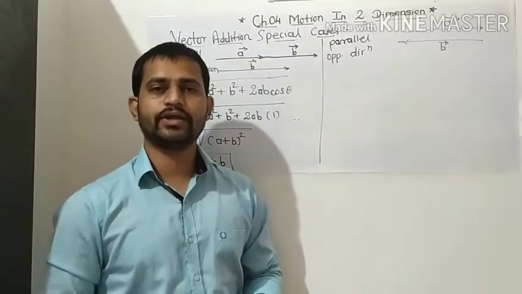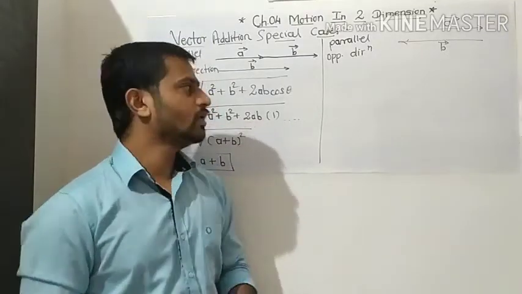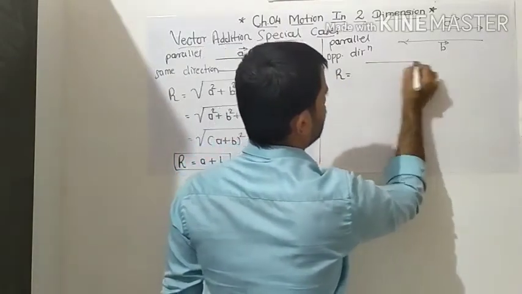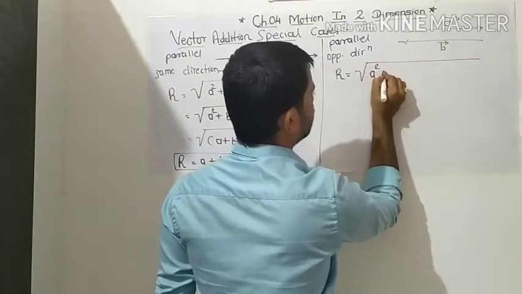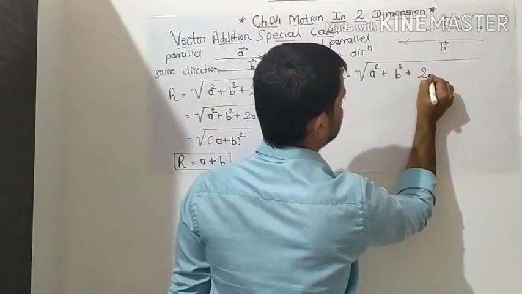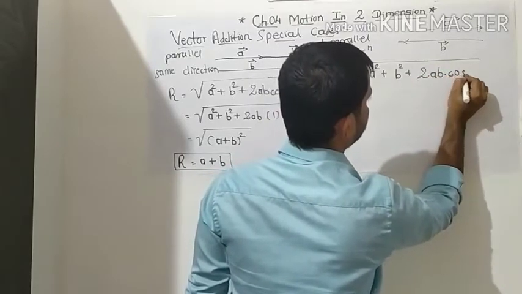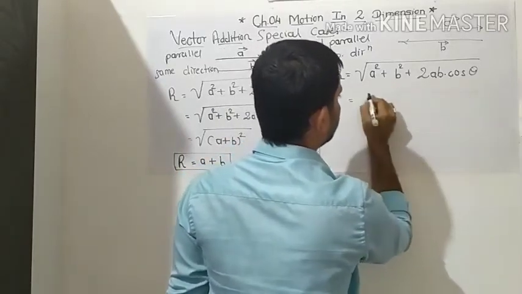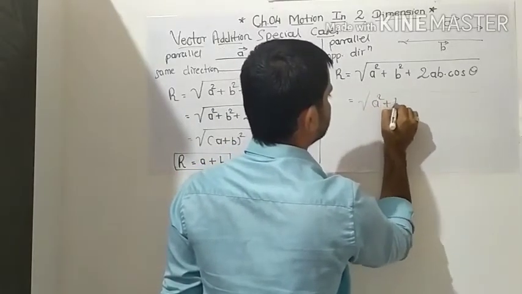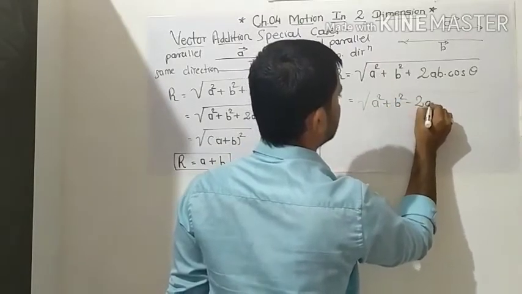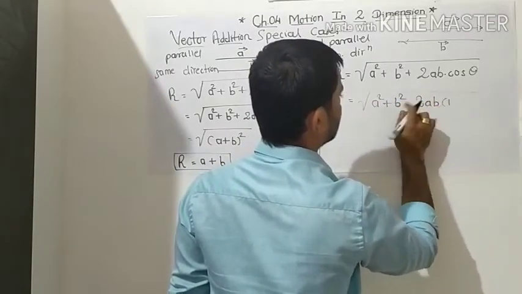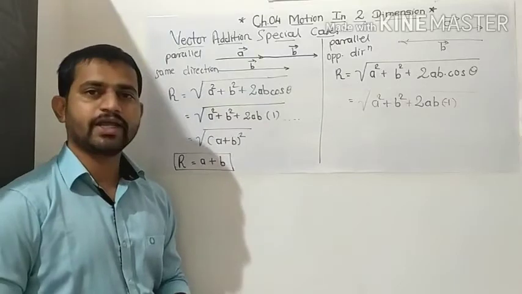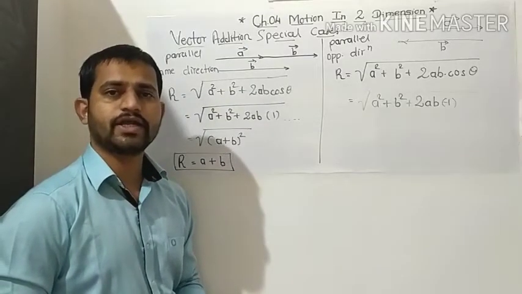If we put the value of theta in our equation of the magnitude, then we will get the final formula for the addition of such cases. Our formula is R is equal to under root of A square plus B square plus twice AB cos of theta. If we put it here, our value becomes A square plus B square minus twice AB. What is the cos of 180? It is minus 1.